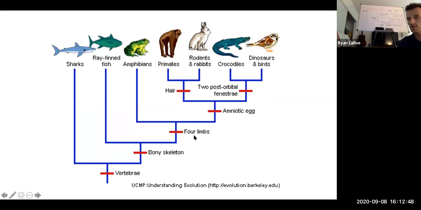It's these new traits coming about through mutation, as we learned, over millions of years. This process takes millions of years. This is an evolutionary process of change in populations. And so this is how we construct these trees.